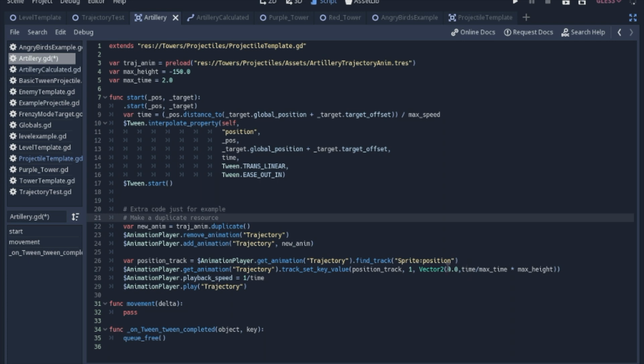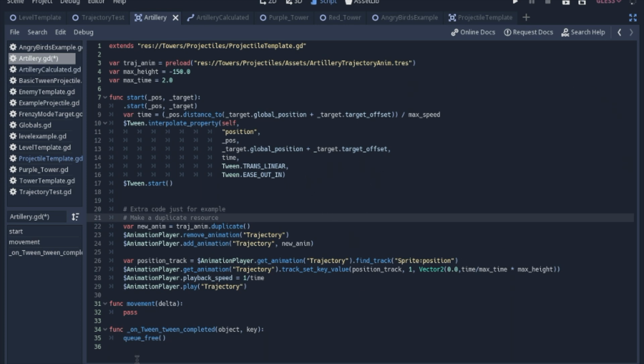We don't need to actually change left or right, so we're just leaving x as 0, and the height is going to be time divided by max time multiplied by the max height. Then we're going to change our playback speed to be 1 divided by the time, and we will play that animation. Now this is to make it so that the longer shots will take longer and the shorter shots will go quicker. Otherwise, your short little shots will take the same amount of time as one that goes about 5 or 6.